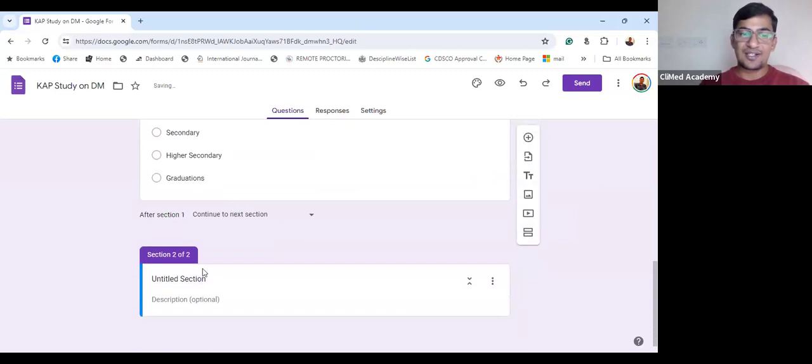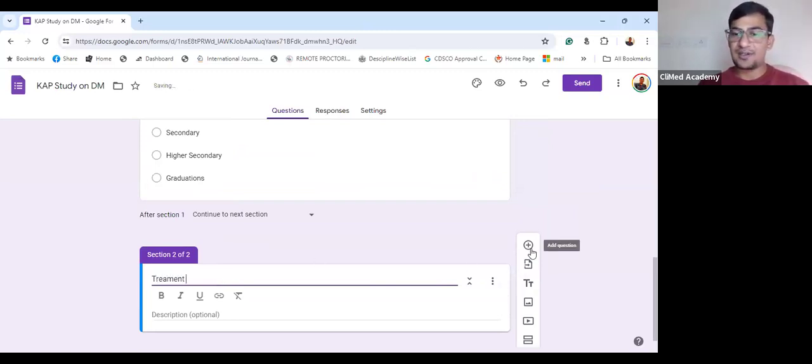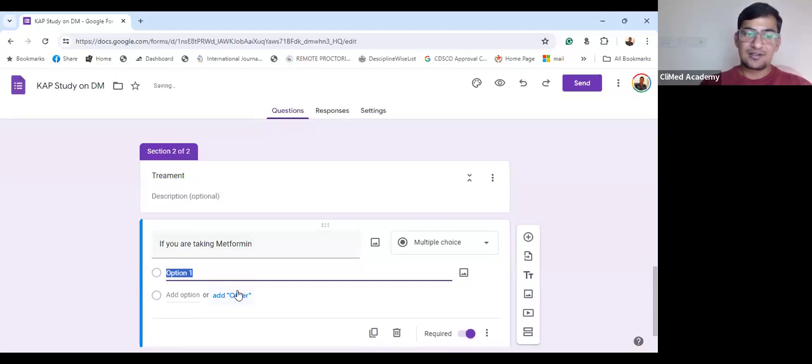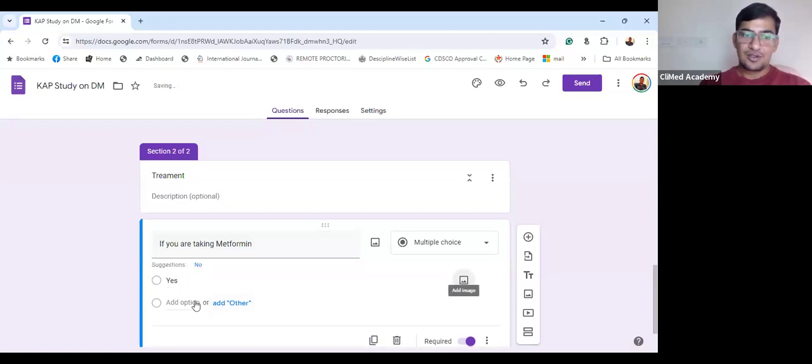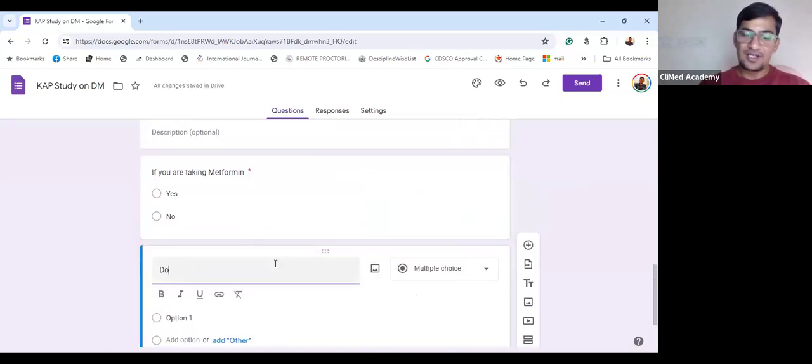You can add a section. This is the demographics. You can add the treatment part, or the symptoms part. So you can just ask them if they are taking metformin. Okay, so they will answer directly, yes or no. And if you want to know what dose you are taking, you just have to write dose of metformin.